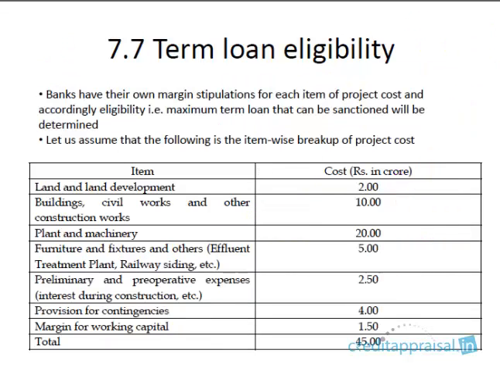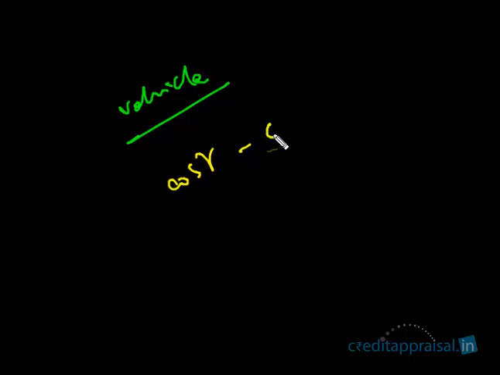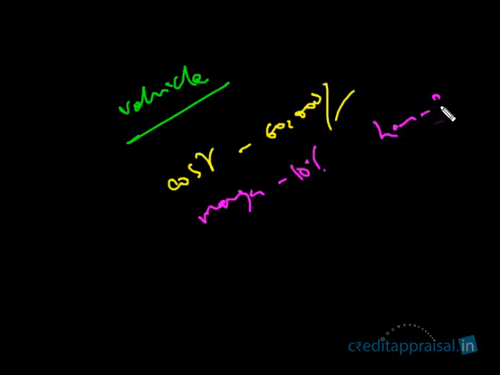In the case of a single asset, this is quite easy. This is something which we discussed earlier. Say, for example, an individual has approached for a vehicle, a two-wheeler, costing just 60,000. The bank will straight away stipulate some margin. It will say the margin you bring in is maybe 10%, and will sanction the loan. The loan amount will be 90%.